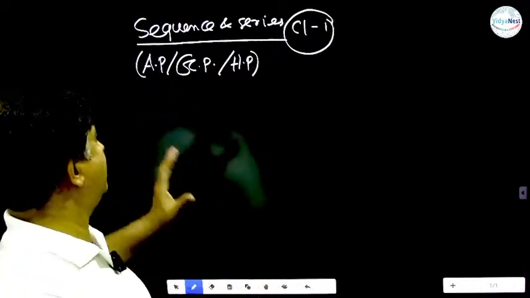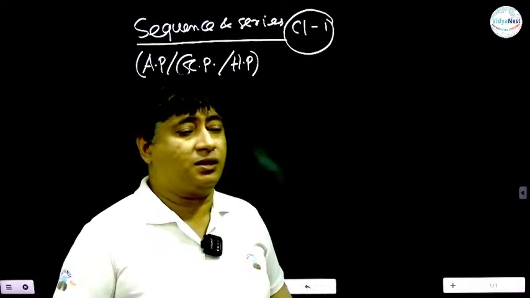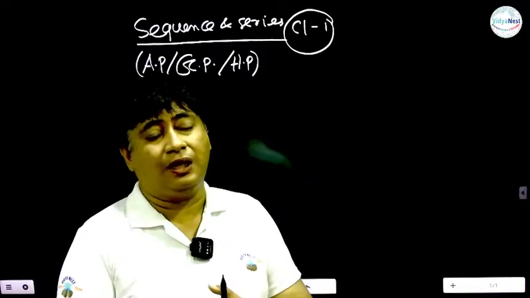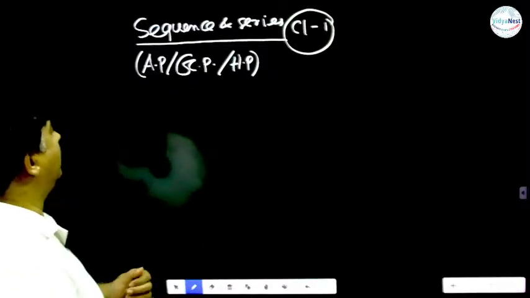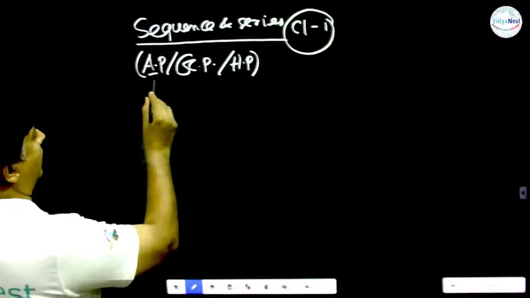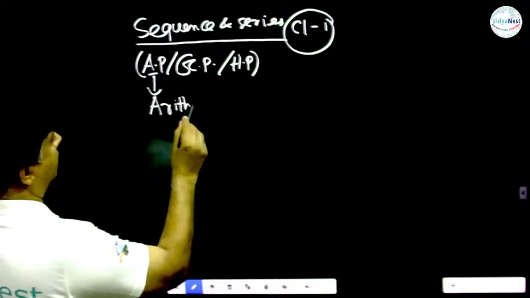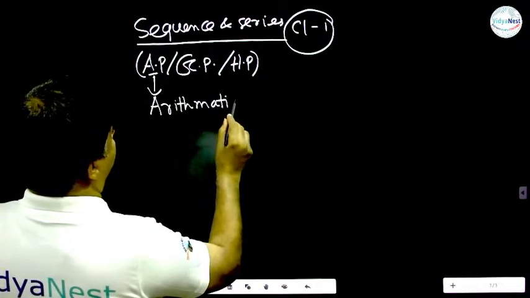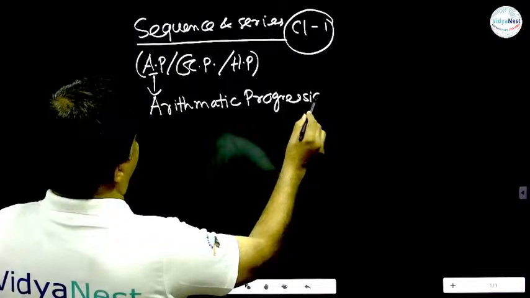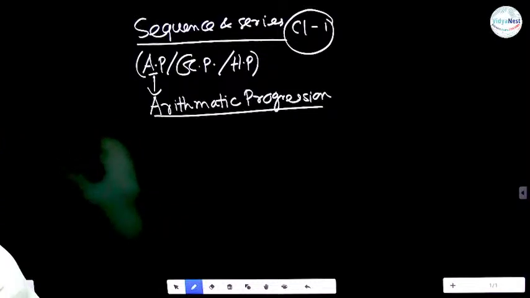Okay, keep watching. Sequence and series. What is sequence? Sequence means a collection of elements placed in a series. Now, in that context, what is AP? Arithmetic progression. AP means arithmetic progression.